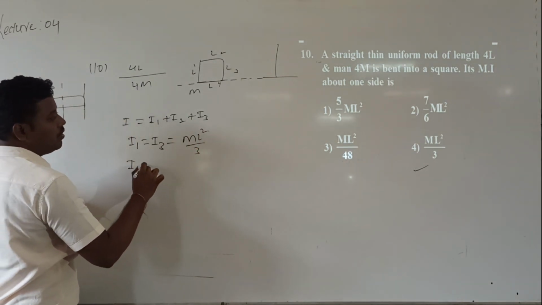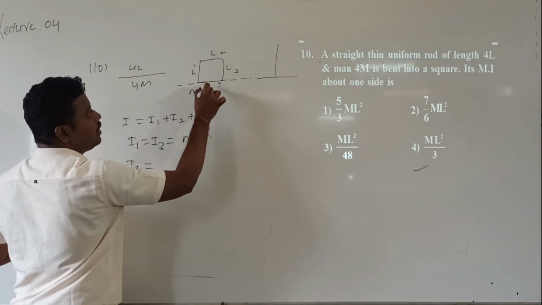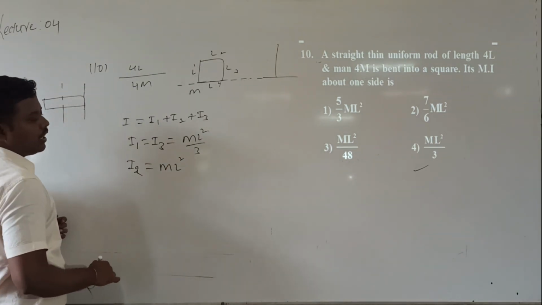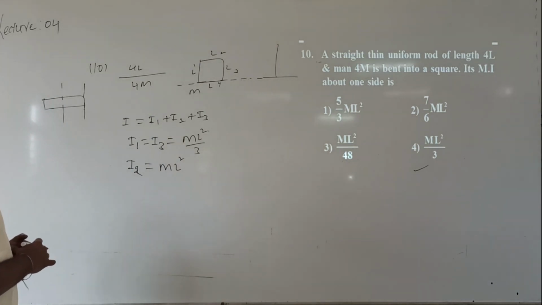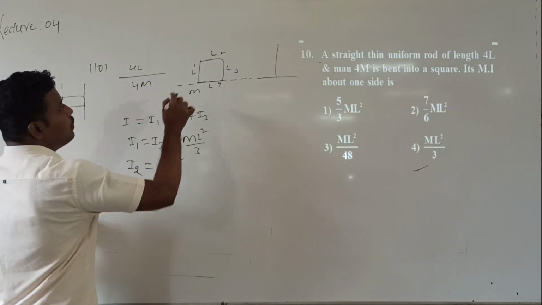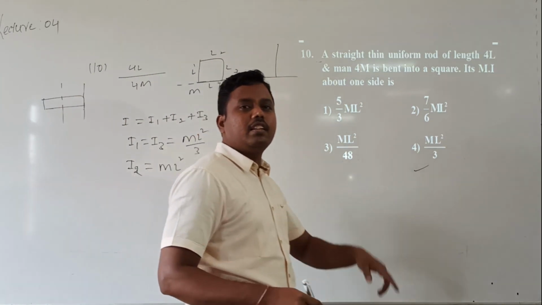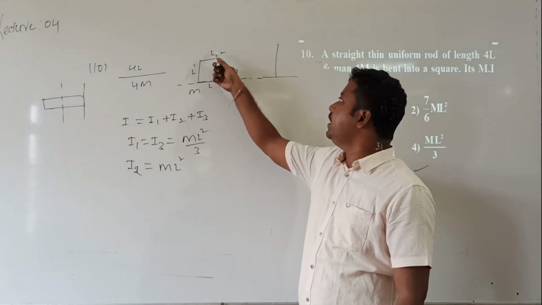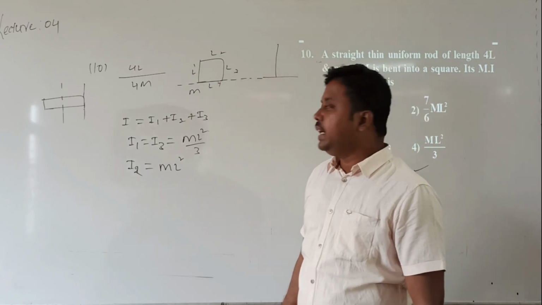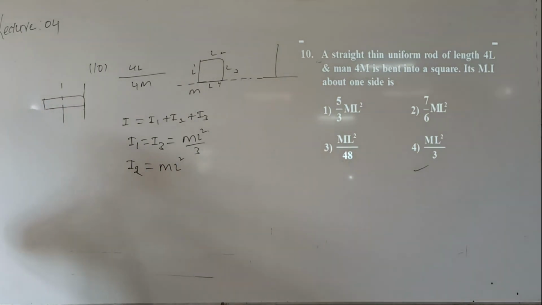Whereas I2 is this one. What is the distance between these two? This one is l. So I2 is equal to m into l square. Correct? How much? m l square. Then what do we get? m l square. The moment of inertia of the rod about which axis? I want to calculate it for the side, the second side, so that is the value of l. What is the moment of inertia of the rod here? What will be the answer? That is m l square by how much?